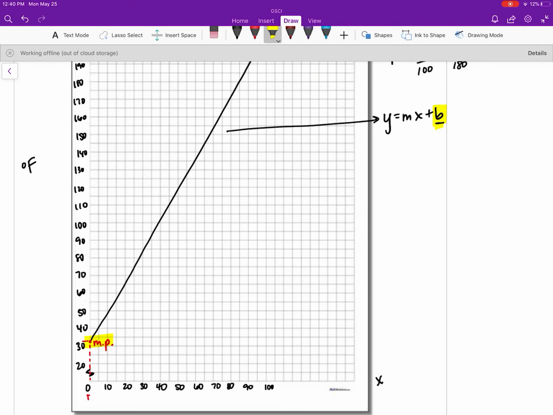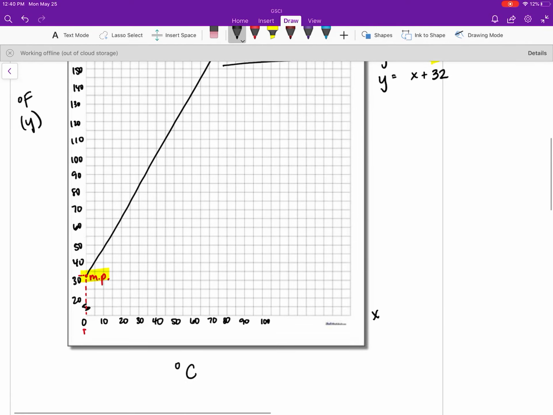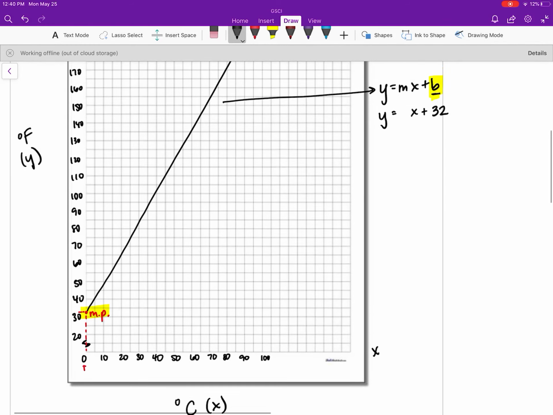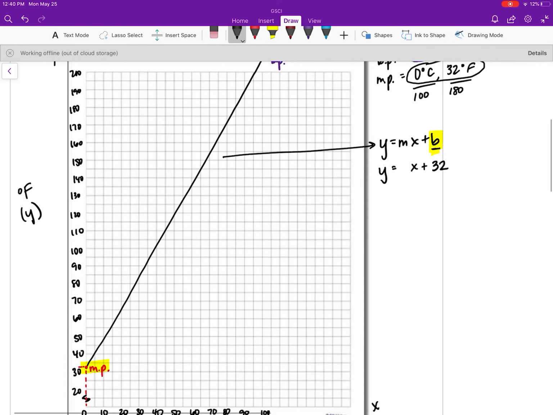Because at 0 degrees Celsius, whatever the value of Fahrenheit is, that's going to be our b value. So we know that at 0 degrees Celsius, that is 32 degrees Fahrenheit. Now, y and x are going to be variables that represent Fahrenheit and Celsius. So we're going to leave them as variables, and then we'll change them into Fahrenheit and Celsius in a bit.